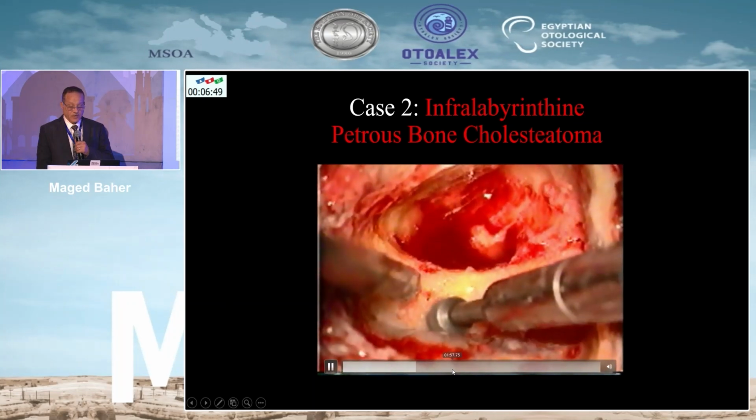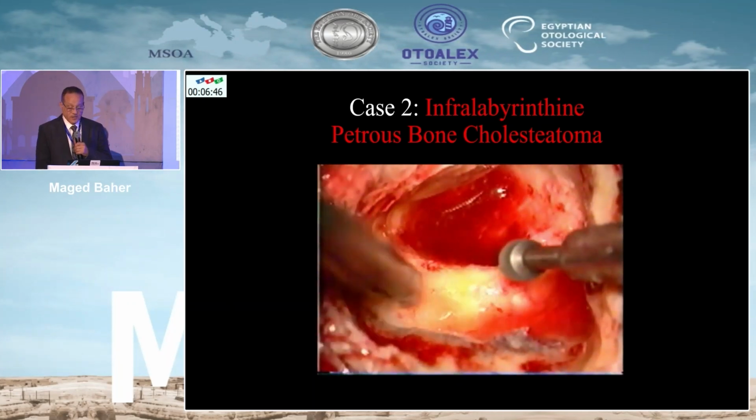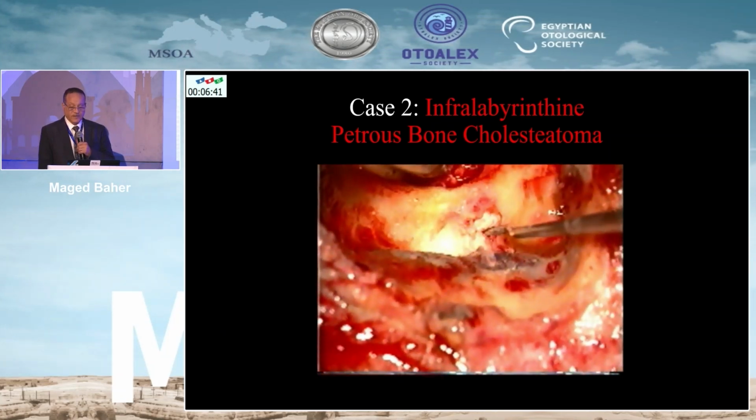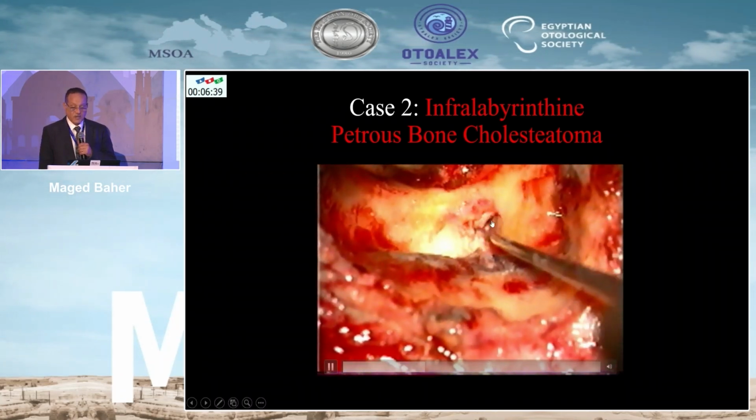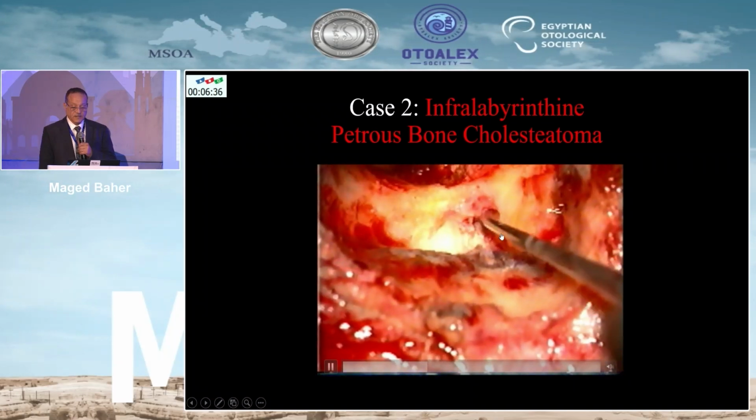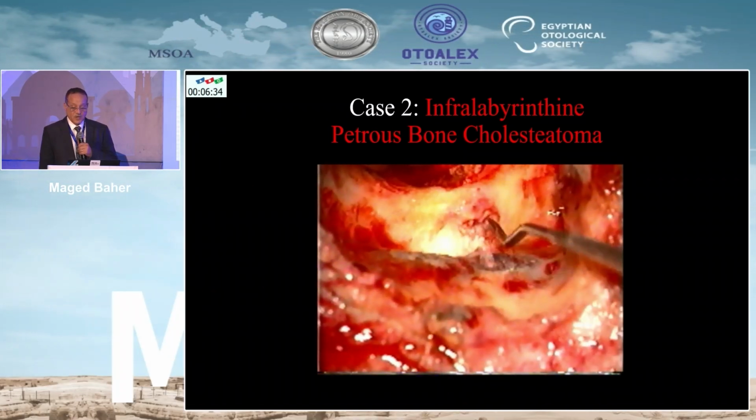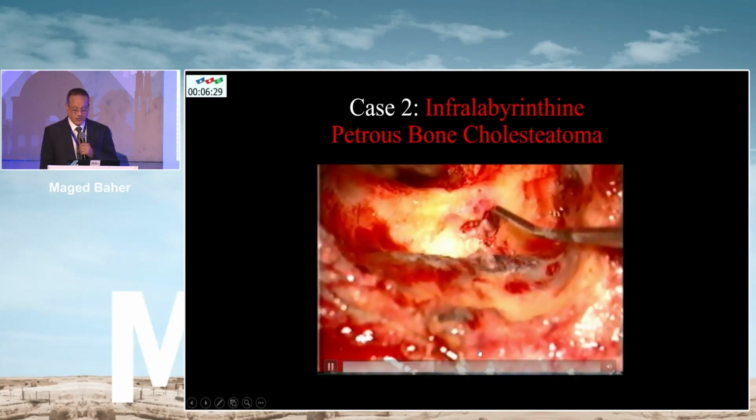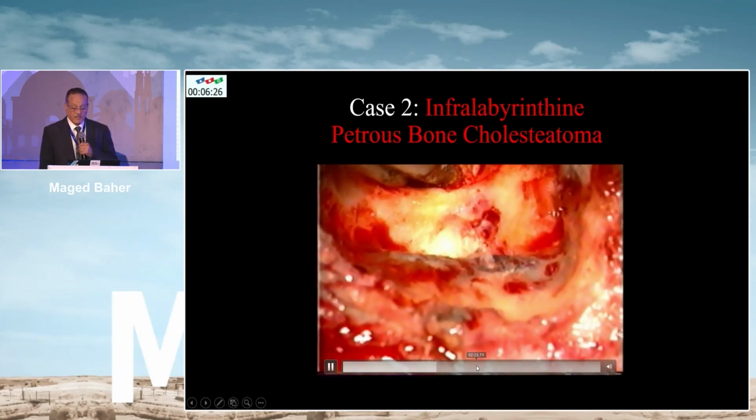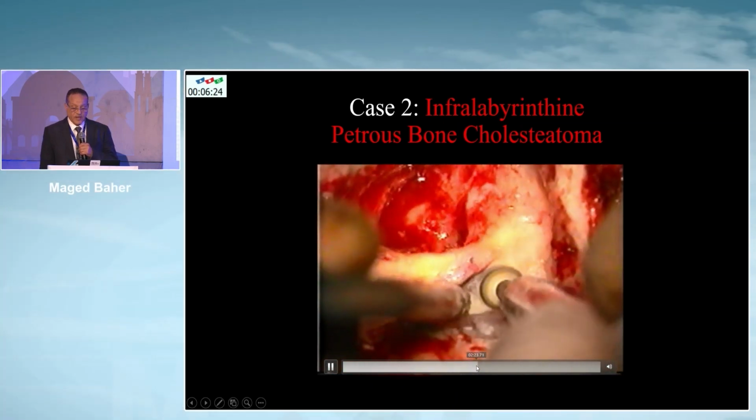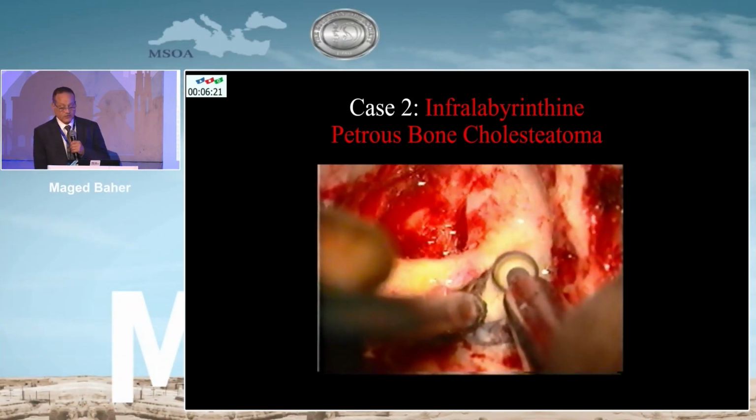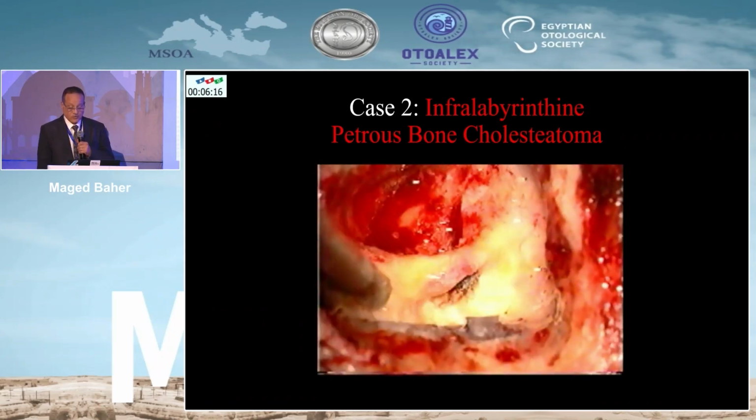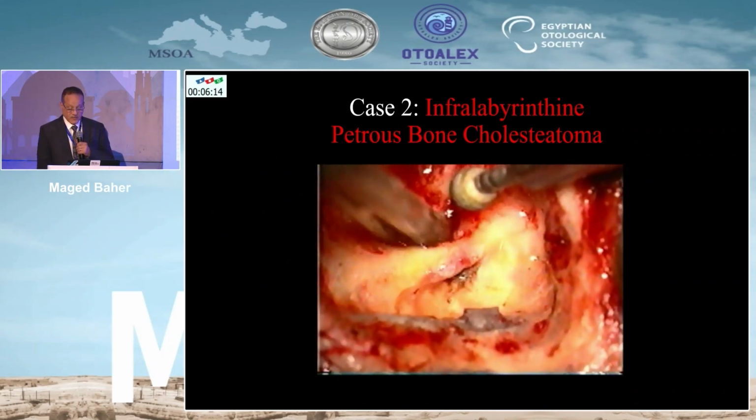Working with the facial nerve needs continuous irrigation to prevent injury due to thermal effect. And this is the cholesteatoma sac dissected medial to the facial nerve. But this is just the start of the journey. We need to clean and make sure that we have cleaned every bit of cholesteatoma matrix from the middle ear before attempting obliteration, because we don't want to leave any matrix behind.